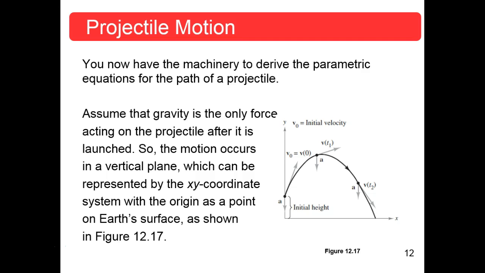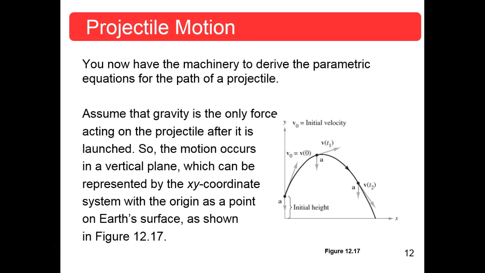So the motion occurs in a vertical plane, because if I throw it up here, it doesn't go over there or over there. It stays in this vertical plane. It goes up, and then it comes down, but it stays in the plane. I'm not throwing a curveball. I don't know what that would do. The plane is represented by the xy coordinate plane, so we're just going to use that as our vertical plane, with y vertical and x horizontal.